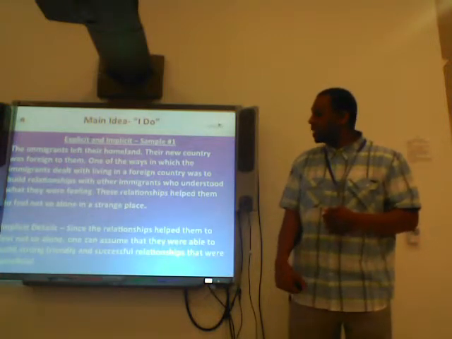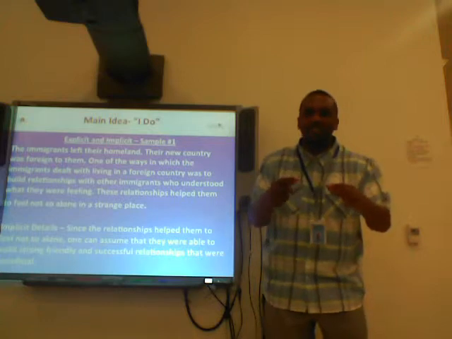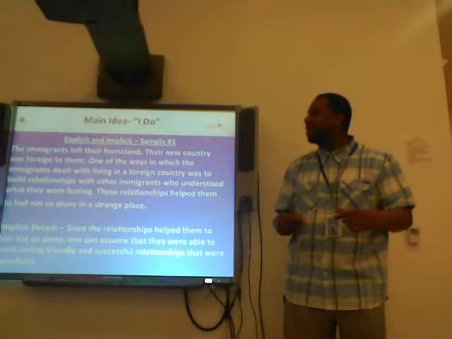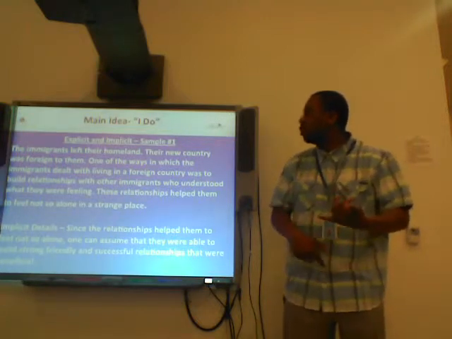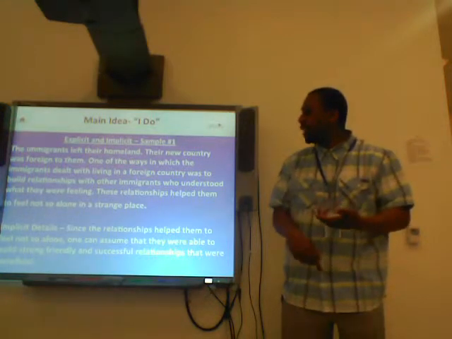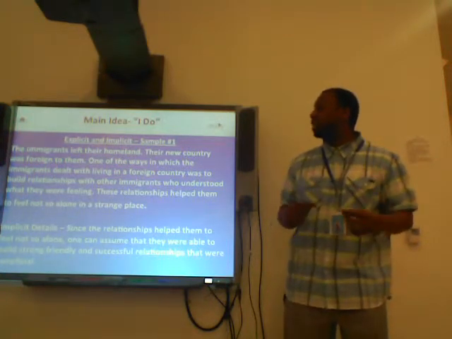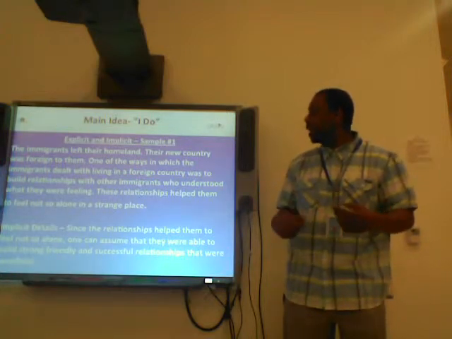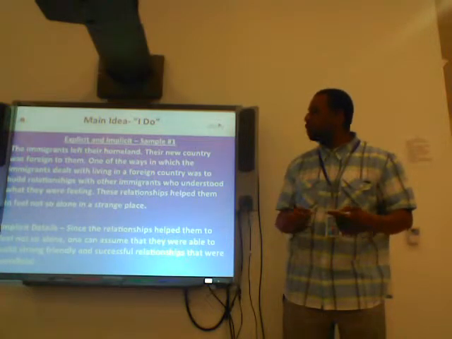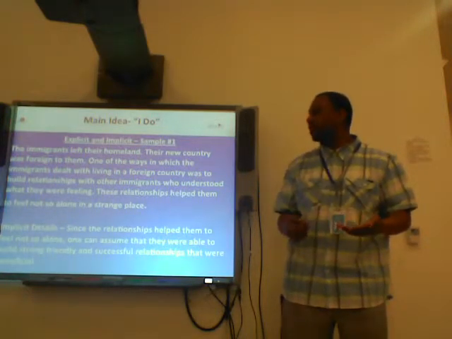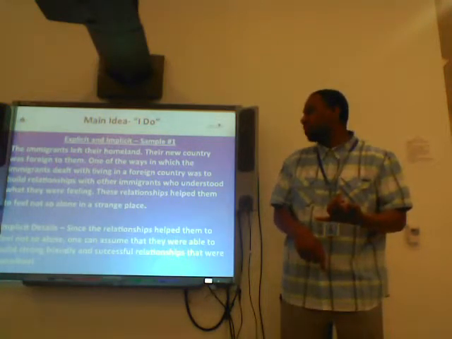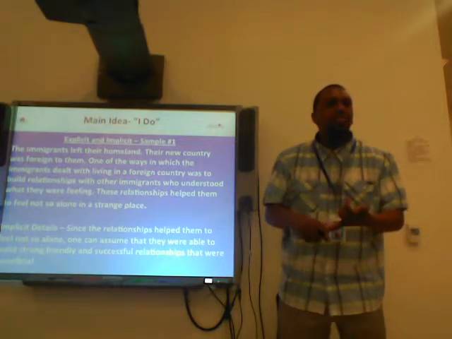Now, with the implicit details, again, this is something that's not directly stated in the text. This is what I can figure out based off of the information that's given. And I said that based off of them leaving their homeland, coming to a new country that's foreign, meeting new immigrants, building relationships, that implicit detail may be, since their relationships helped them to feel not so alone, one can assume that they were able to build strong, friendly, and successful relationships that were beneficial. Why? It says in the text that they were not able to feel so alone. It said that they came across other immigrants that understood them.